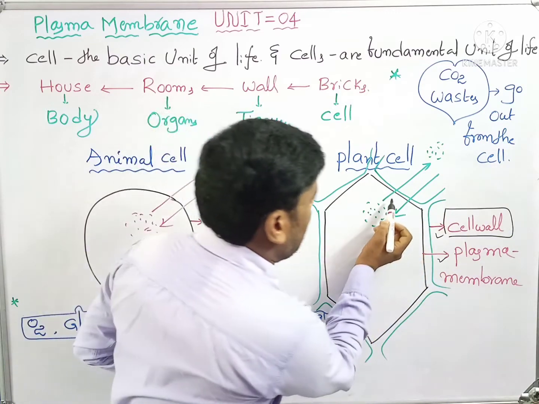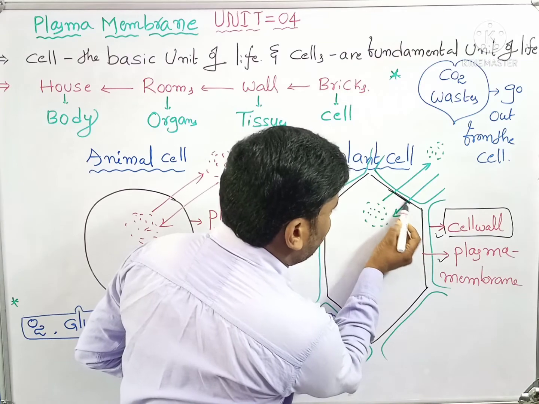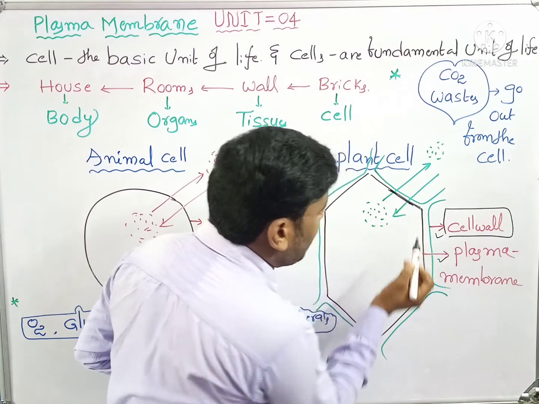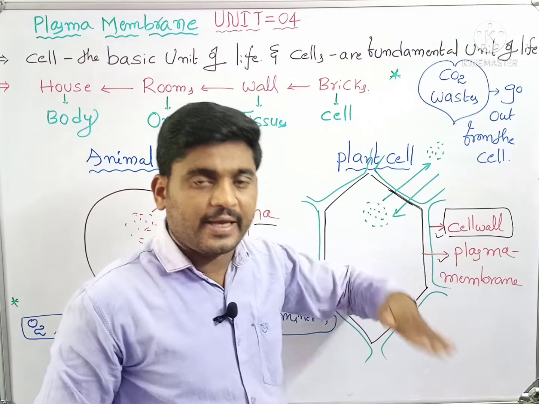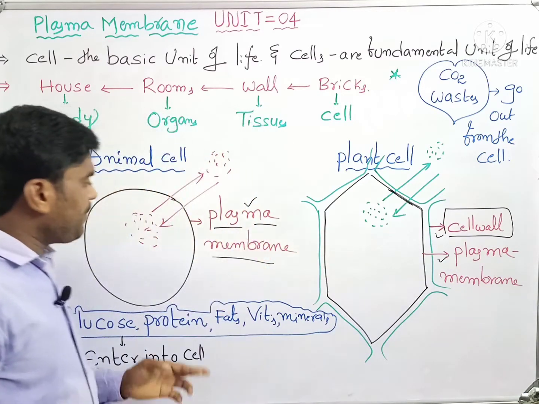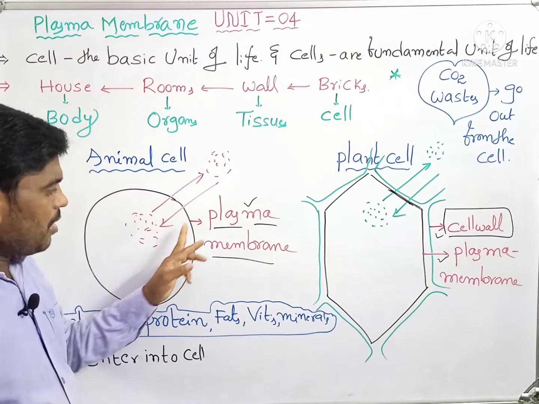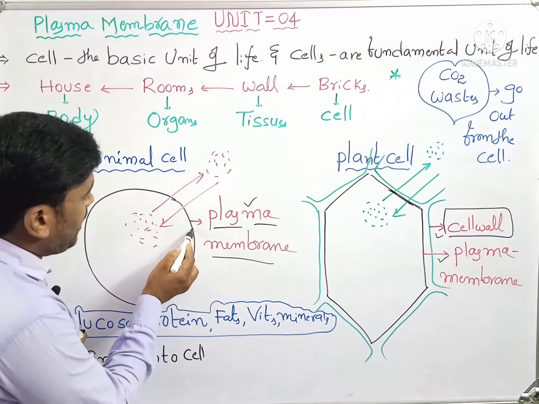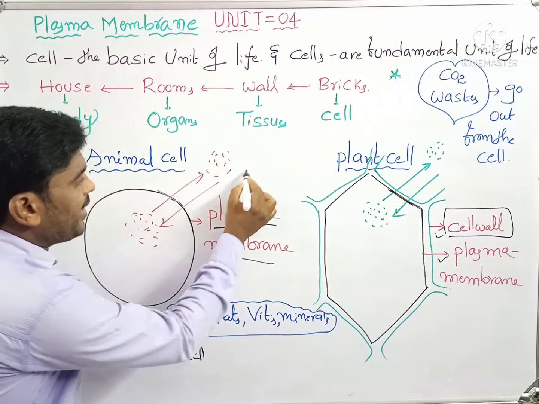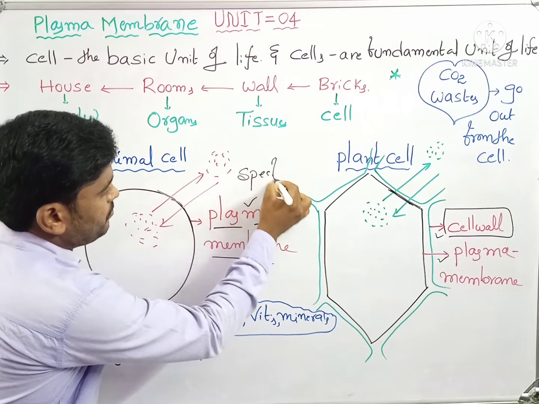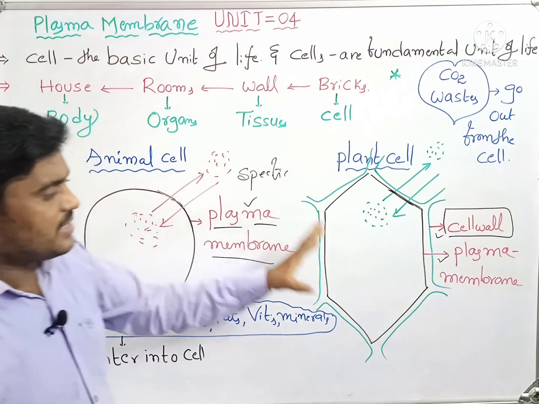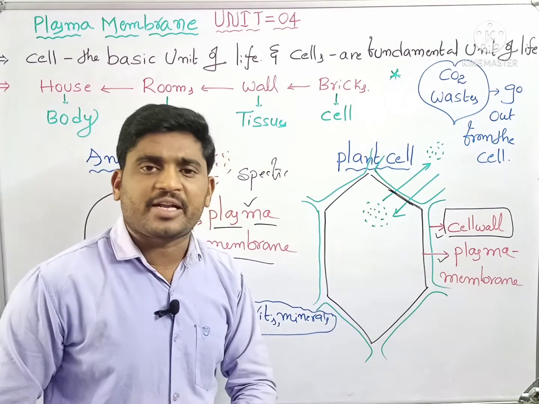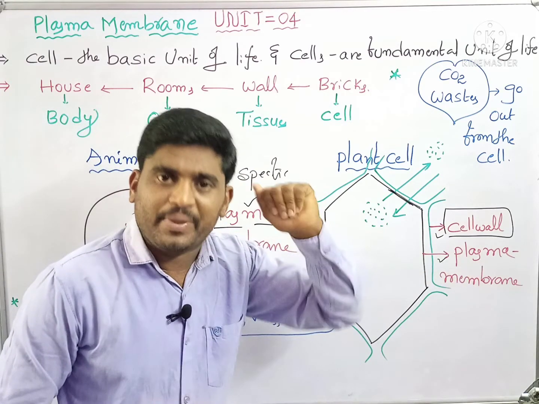So here, the plasma membrane, this is the black color indication, allows specific substances inside the cell. At the same time, in the animal cell also, the plasma membrane plays an important role in allowing only specific substances. So this is the animal cell, the plant cell. This is the importance of the plasma membrane.